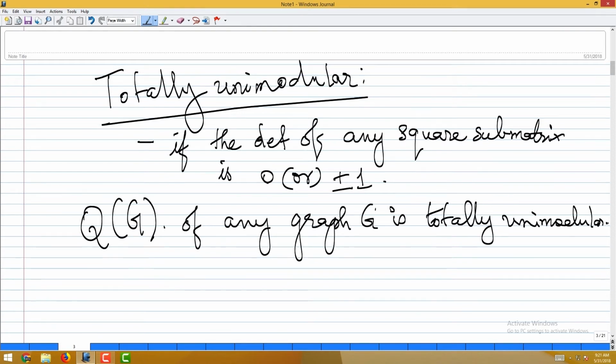I mean, the definition is right above. It's a statement which says for any square submatrix. That means we have to show that every square submatrix is going to have determinant 0, 1 or minus 1, and I am giving you Q of G, the incidence matrix. So, how do we show this?